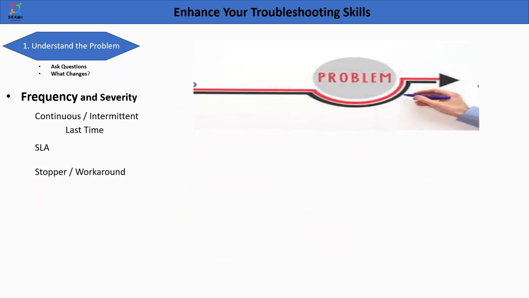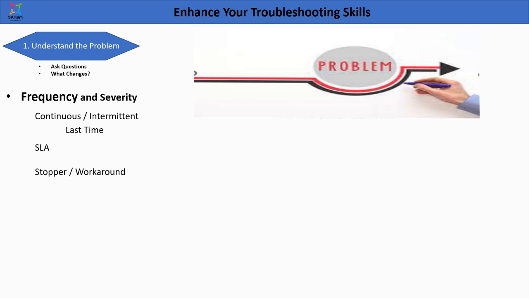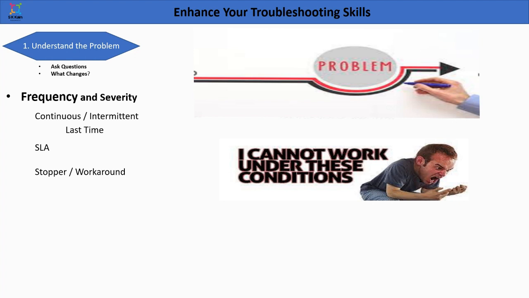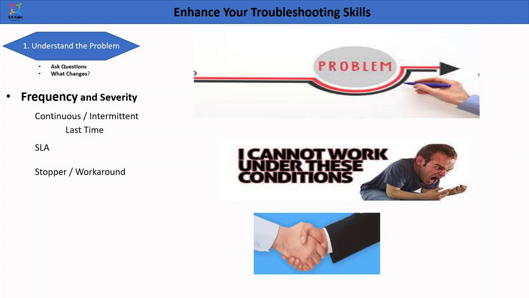Now you also need to see whether this particular problem is a showstopper for the user, or whether any workaround is possible. Can you provide a temporary workaround to the user, or do you have to fix the issue? If the user is not able to work at all, then you have to provide a replacement. Can you try with another system, with another application, or with other hardware? Is there any workaround possible?